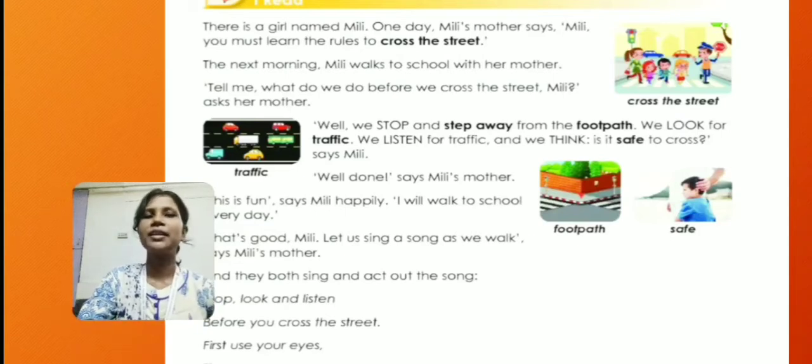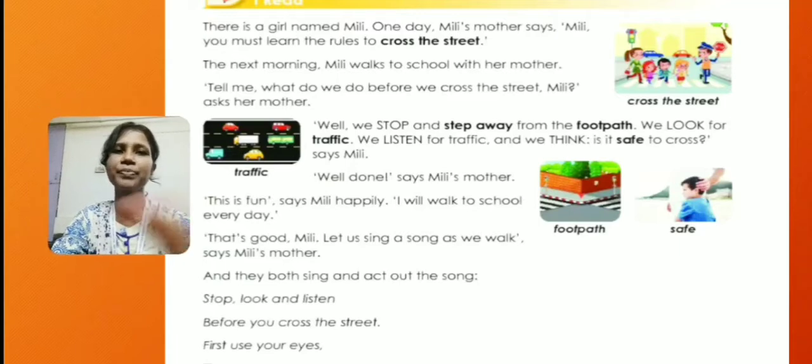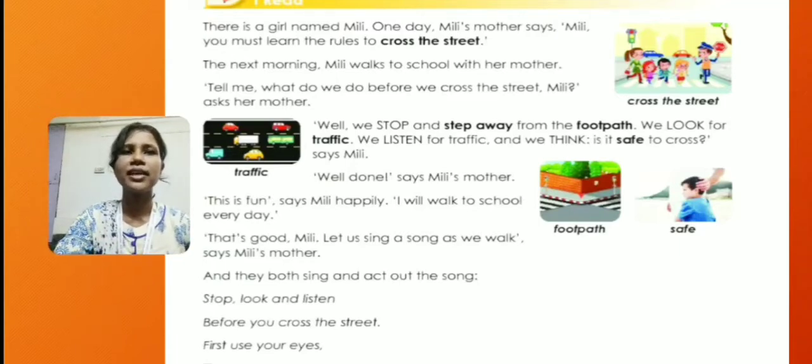"Well done," says Mili's mother. So Mili's mother became very happy and she says, well done. After that, "This is fun," says Mili happily. "I will walk to school every day."